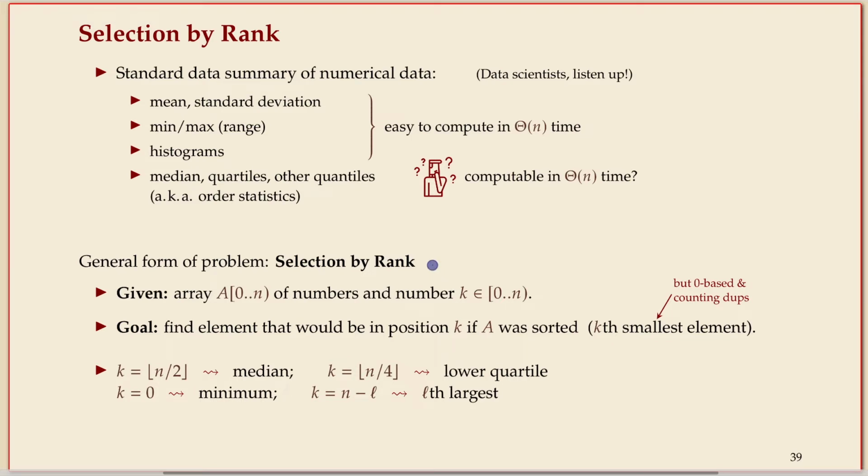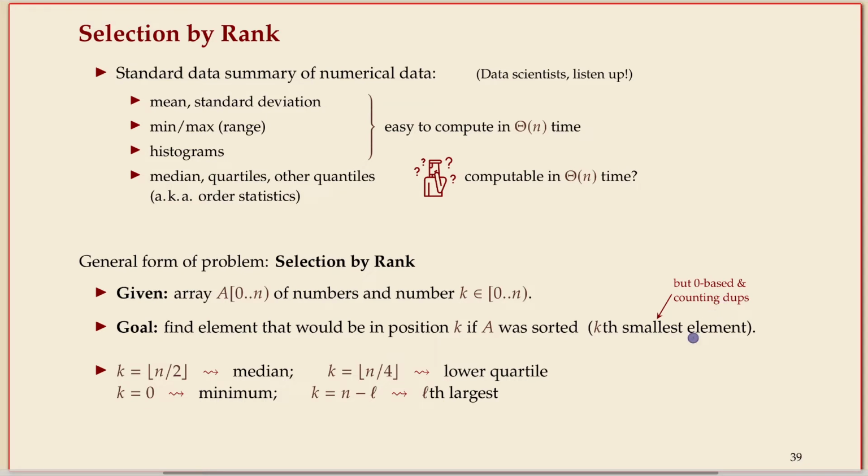Sometimes it's also just called selection, but that's a bit unspecific. What you really have is you want the so-and-so smallest data item. That's what we called rank before. So you give it an array of numbers and a number k, an index in that array if you like. And the goal is to find the value that goes into this position if the whole array was sorted.